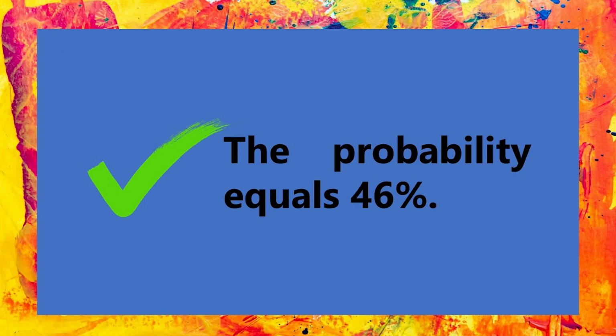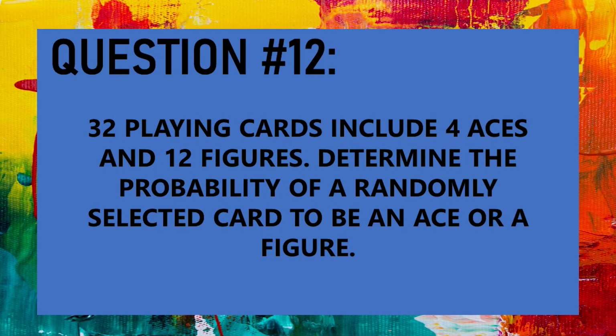The probability is equal to 46%. Question number 12. 32 playing cards include 4 aces and 12 figures. Determine the probability of a randomly selected card to be an ace or a figure.